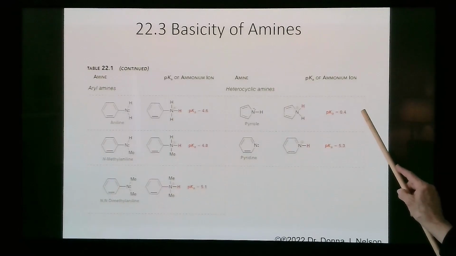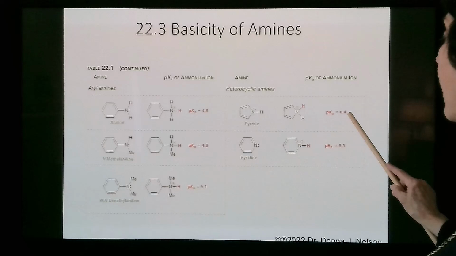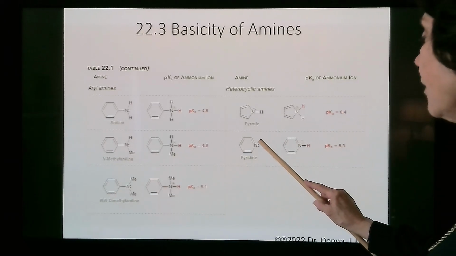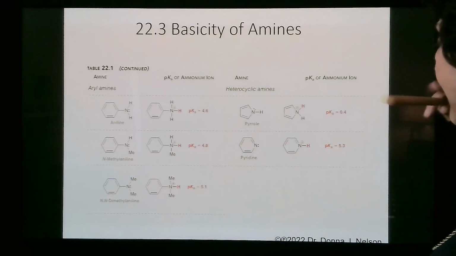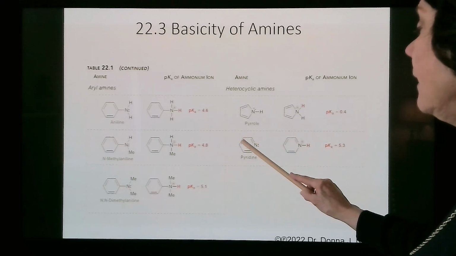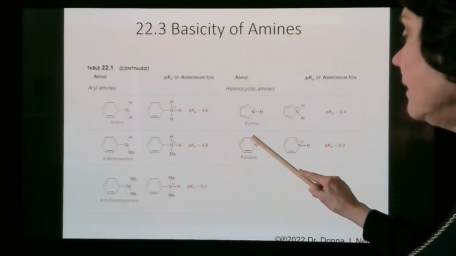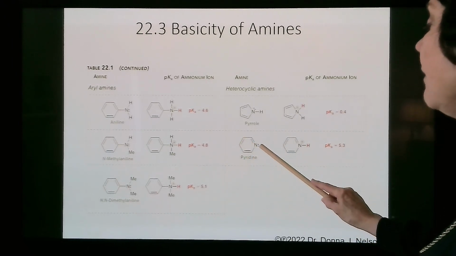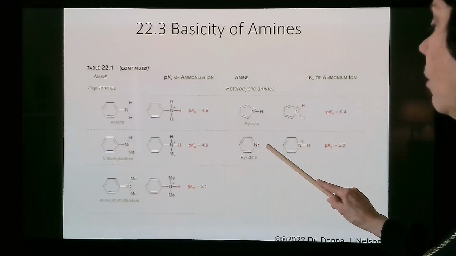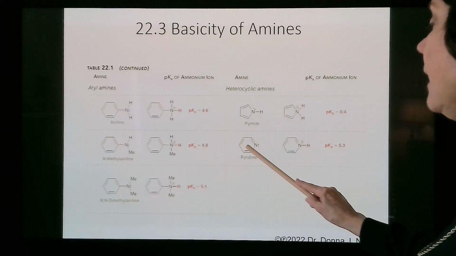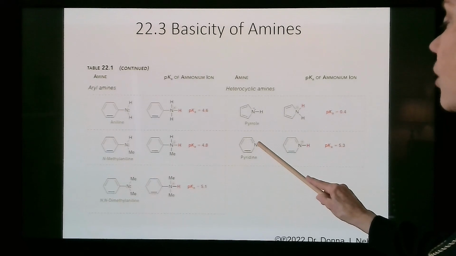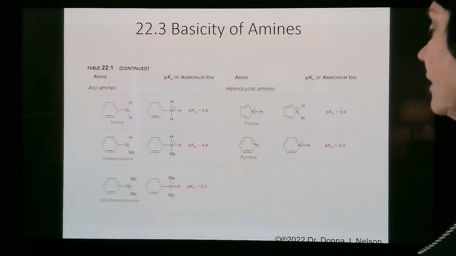And so that acidity is shown in this very low pKa of 0.4. The pyridine, on the other hand, this lone pair does not participate at all in the actual pi system. This pair of electrons is in an sp2 hybridized orbital lying in the plane of the molecule, and so this sp2 hybridized orbital is actually pointing away from the pi system.